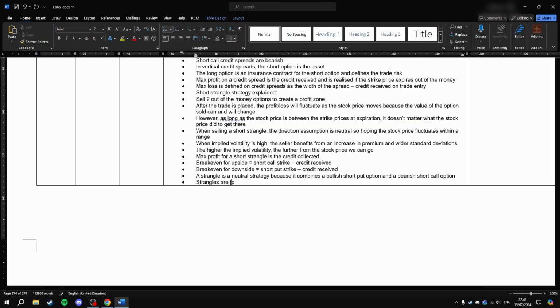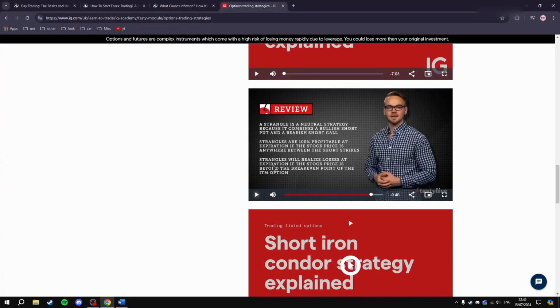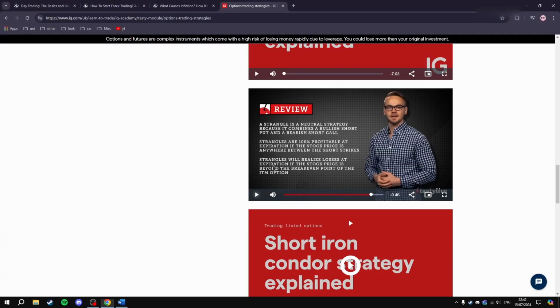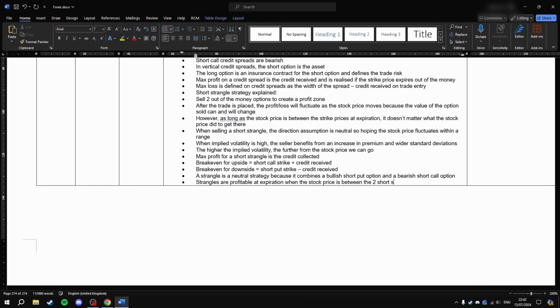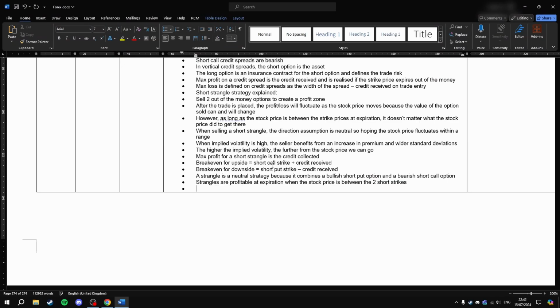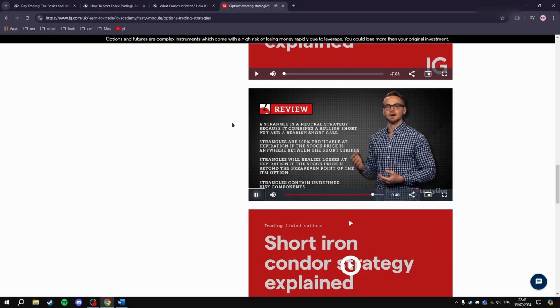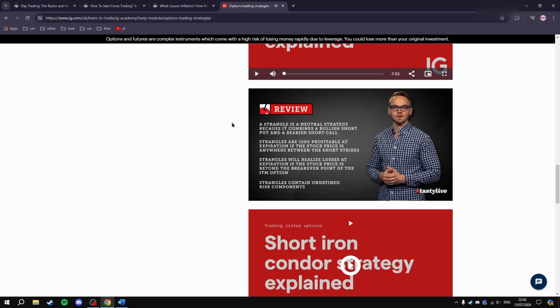Strangles are profitable at expiration when the stock price is between the two short strikes. As long as the stock is between the strikes at expiration, the trade will be 100% profitable as we keep the credit we collected and the options expire worthless.